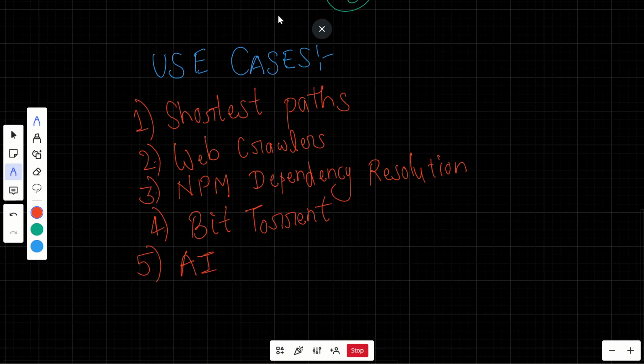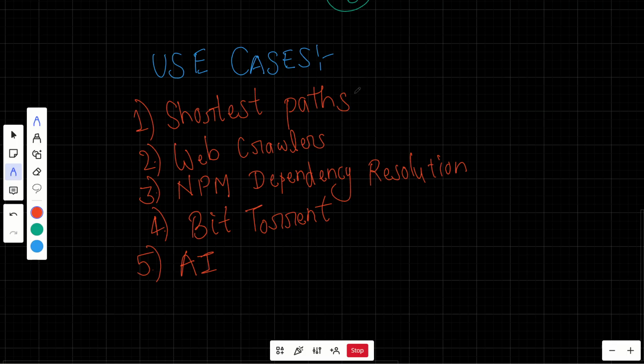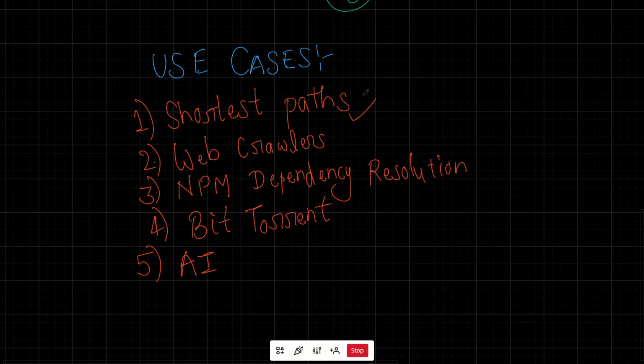So basically this algorithm has some use cases, and these use cases are quite important in the software world. Like we can't survive without using the BFS algorithm for a minute. So basically, first and the major portion where it gets used is finding the shortest path. Shortest path finding is one of the most important examples for this BFS algorithm.